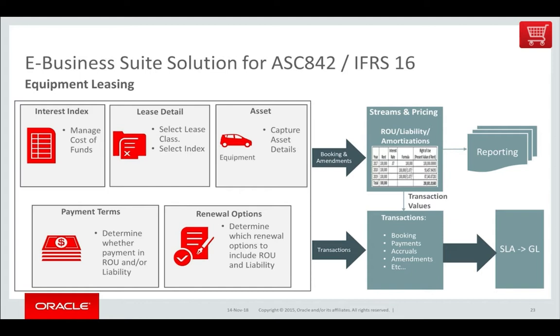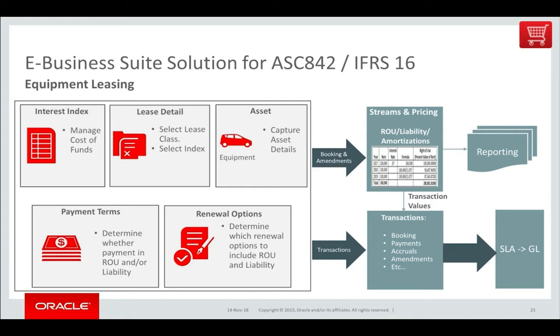And then as you create your lease, you identify whether it's an operating lease or a finance lease, if you're in the U.S., or not applicable. And then you select your index, the cost of funds index that you had set up earlier. We'll use that to do the PV calculation. We'll capture asset details, what equipment it is. Then we'll capture the payment terms, how much is the payment, what's the frequency of it. And very importantly, is that payment to be included in the ROU and/or the liability?